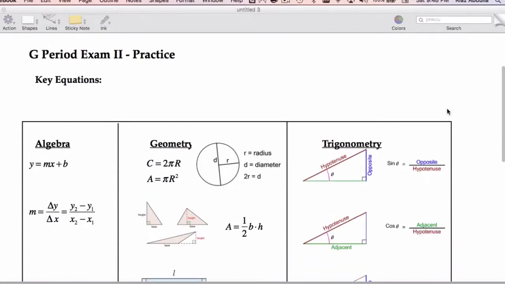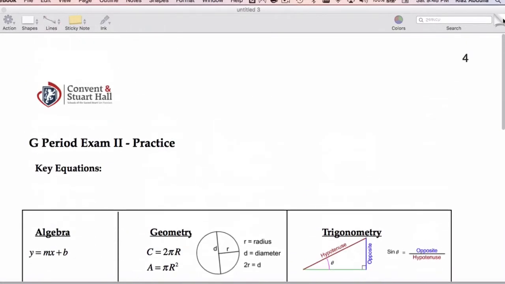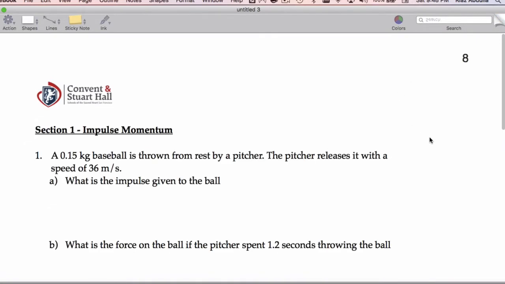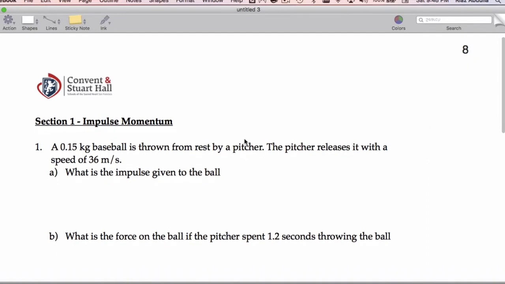I want to go ahead and work out the practice exam for G period. So let's go ahead and begin with page 1. Starting here, we have a baseball thrown by a pitcher, and we want to know the impulse given to the ball if it starts from rest.